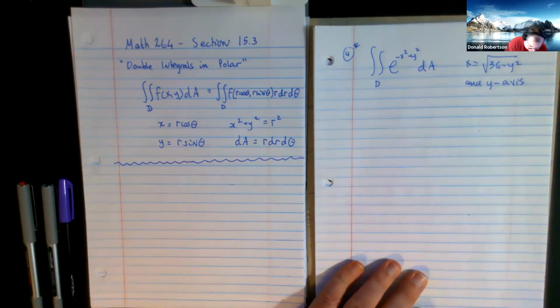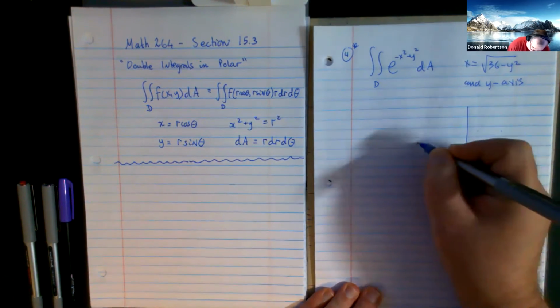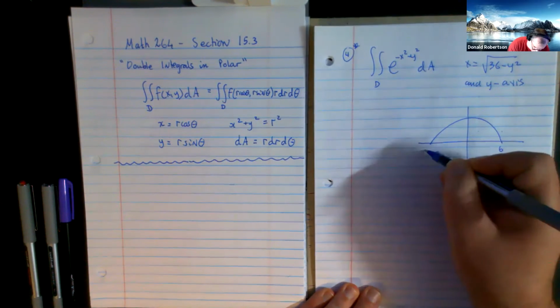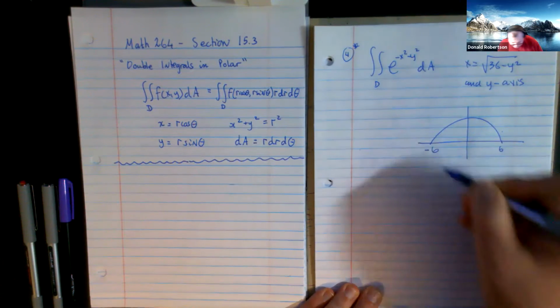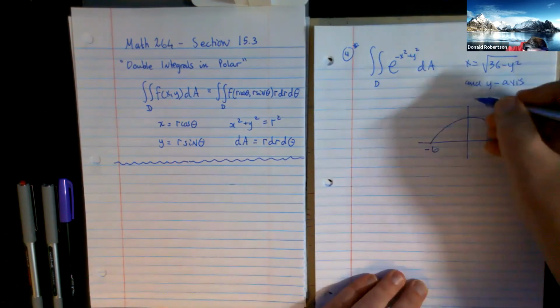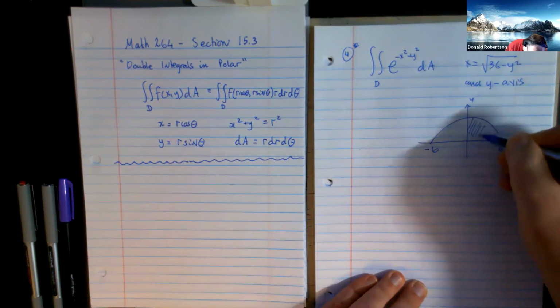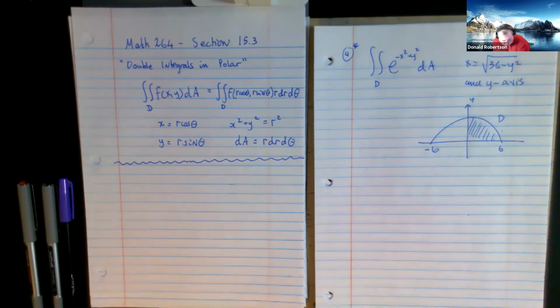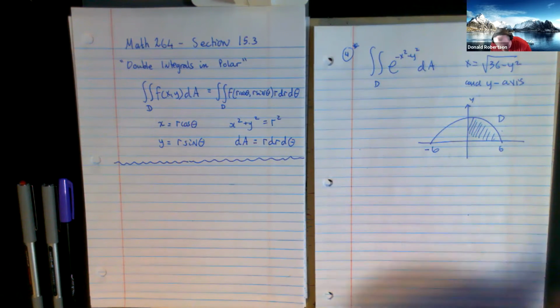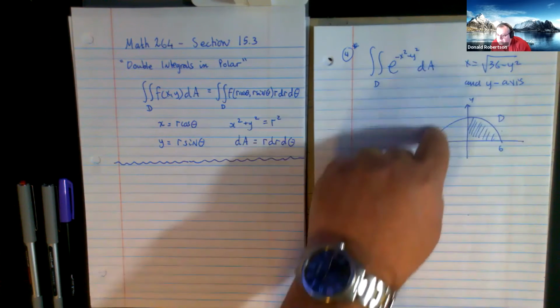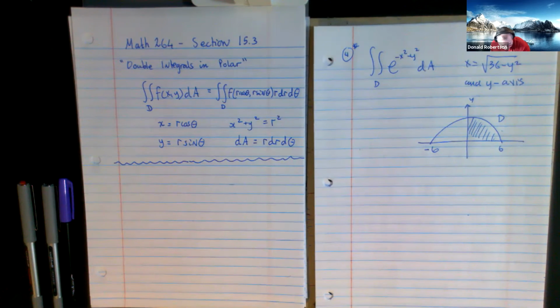Okay, let's draw that. It's a semicircle, radius 6. And if you do the y-axis, which is this guy, there's D. Are we okay with that? Now, if you don't recognize what that is, you can just plug it into Desmos and you'll see it.